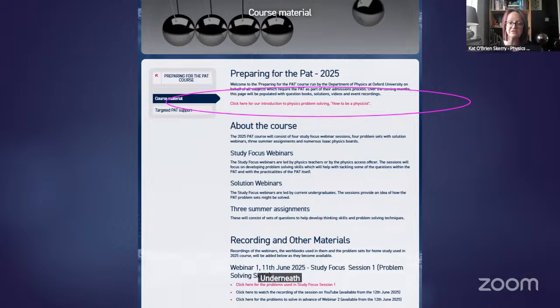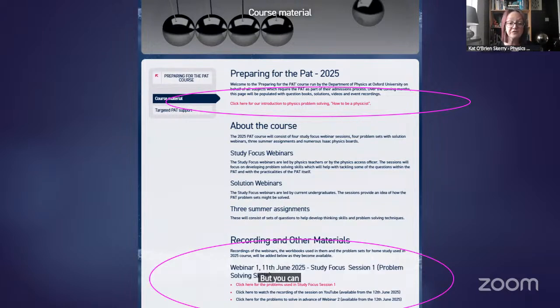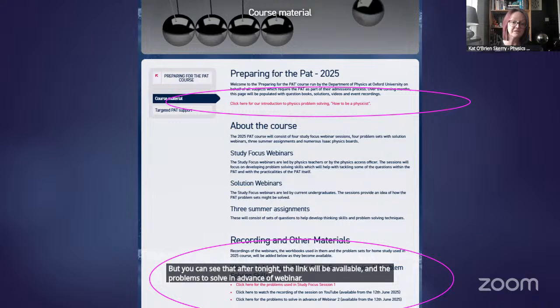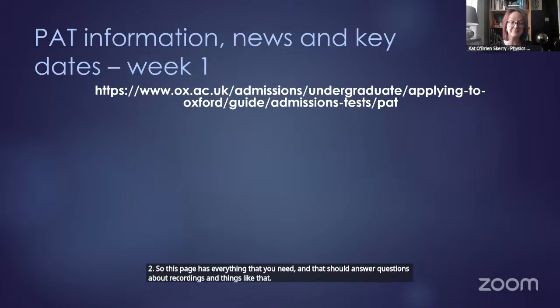Underneath, there are links to everything that you need. At the moment, there is only a link for the problems used in Study Focus 1. But you can see that after tonight, the link will be available and the problems to solve in advance of webinar 2. So this page has everything that you need, and that should answer questions about recordings and things like that.